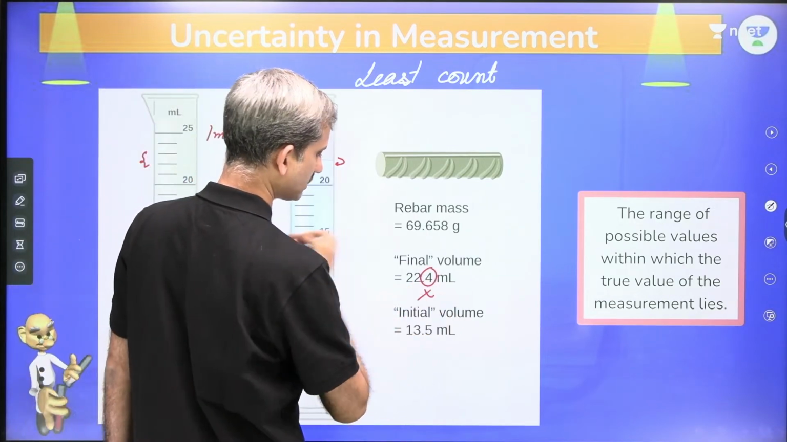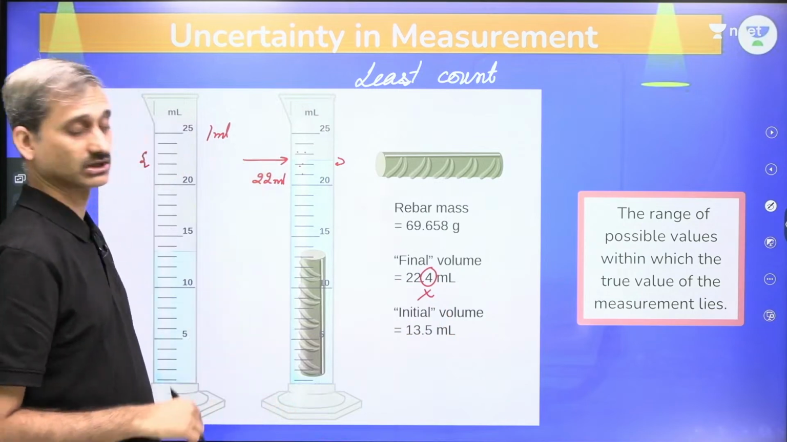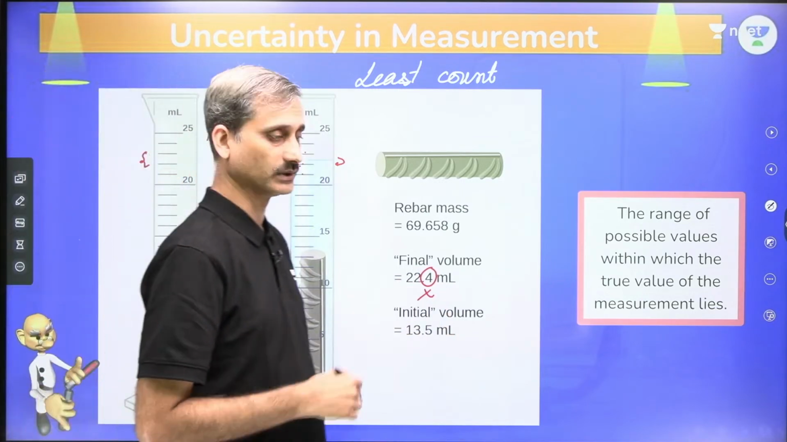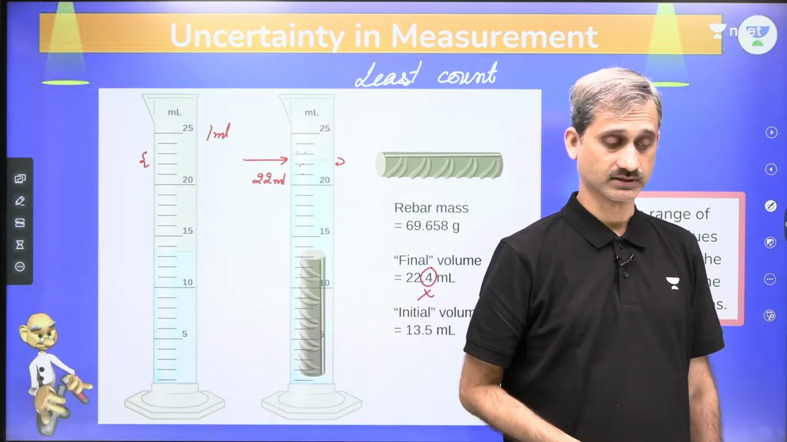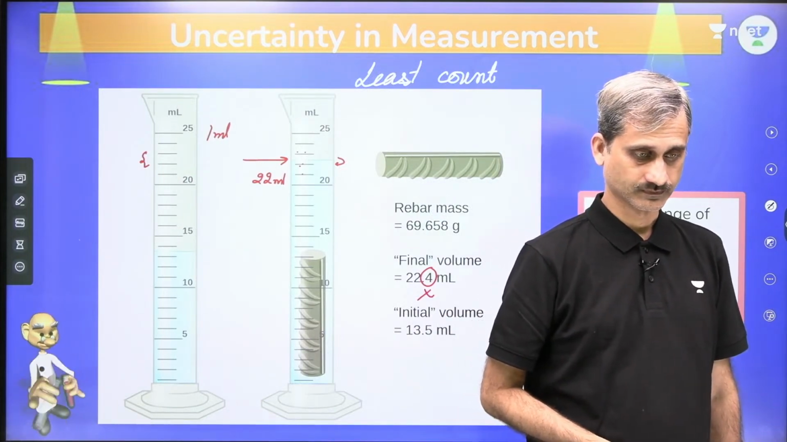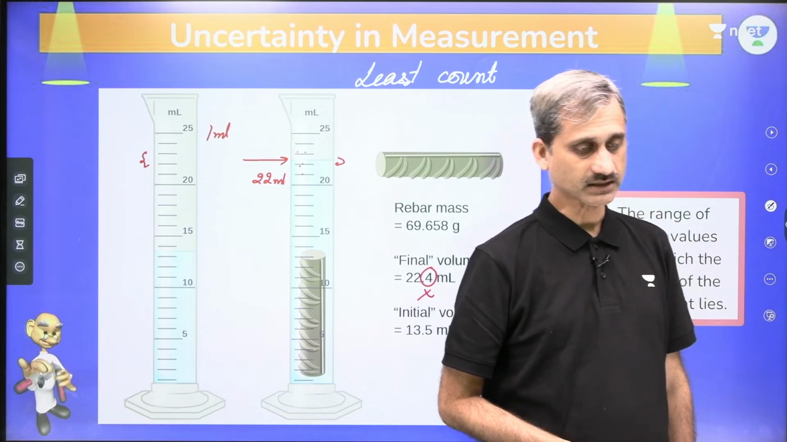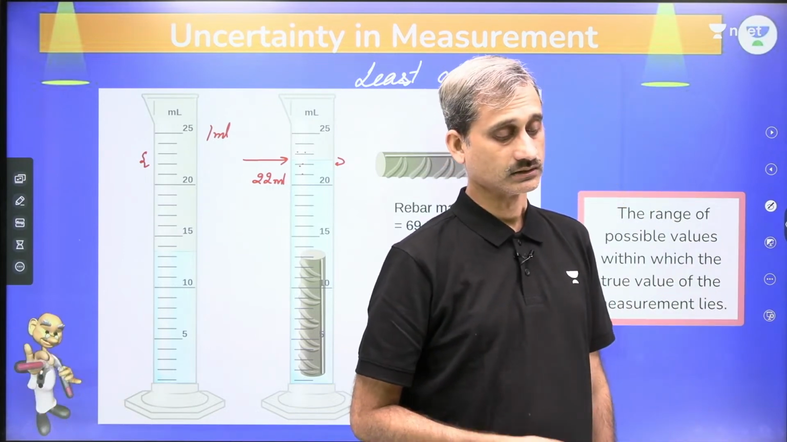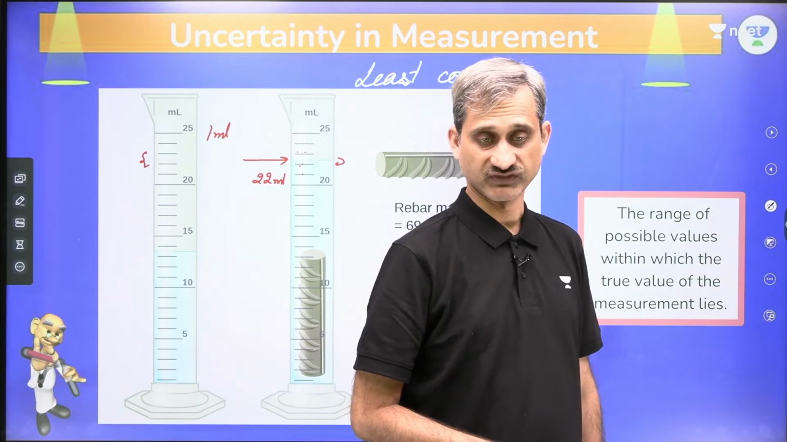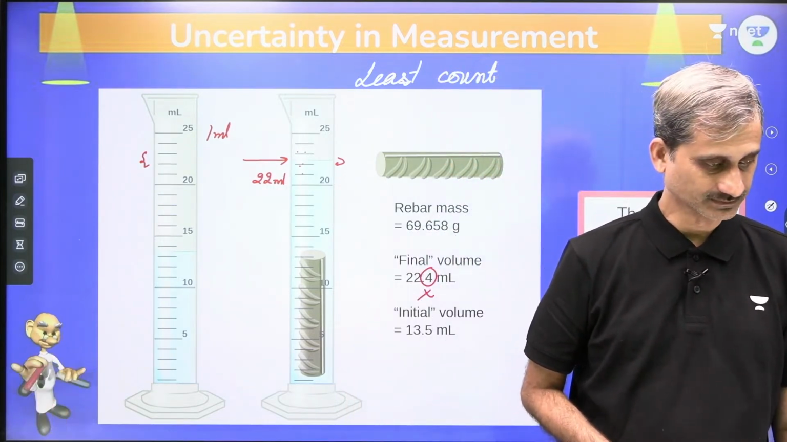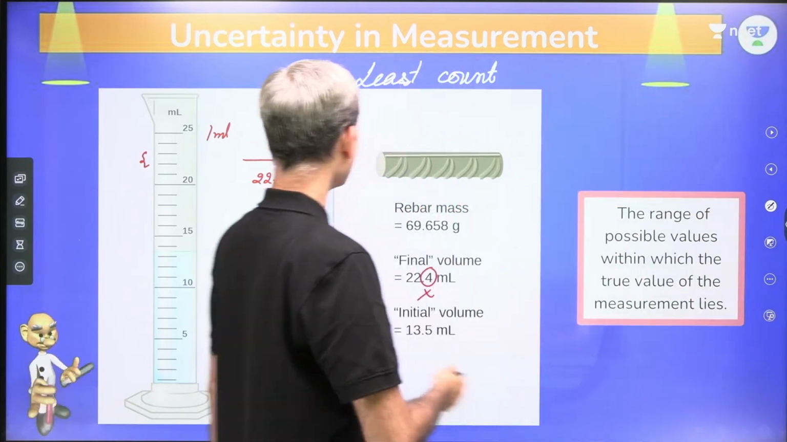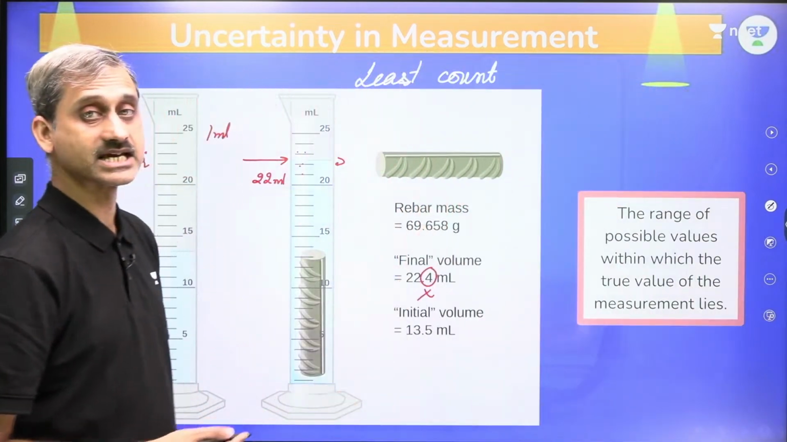This can't be measured because my cylinder does not have a division in between the milliliter scale. So this is going to be the error. Most of the cases, the word itself needs to be defined. Is it clear? So that's what we have as the error in the measurement.